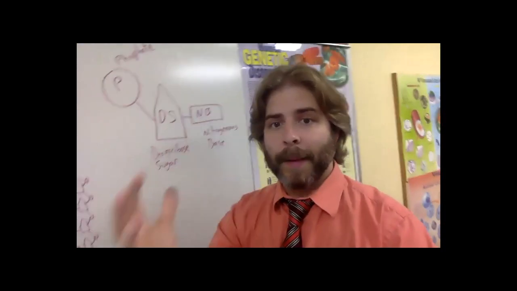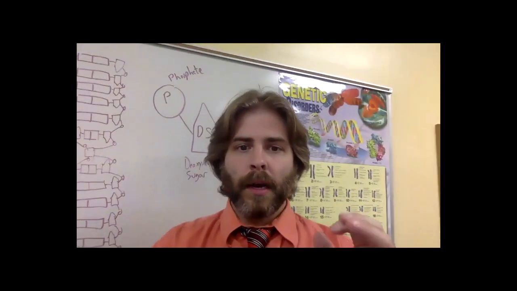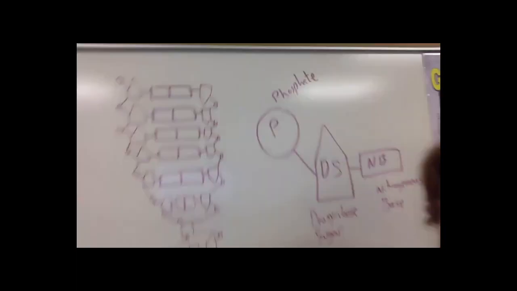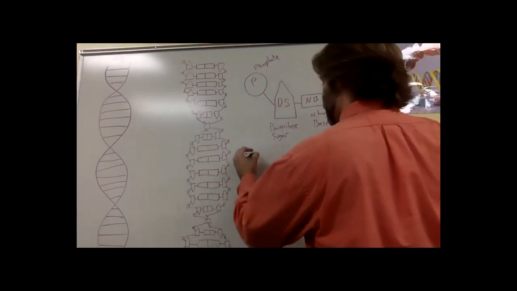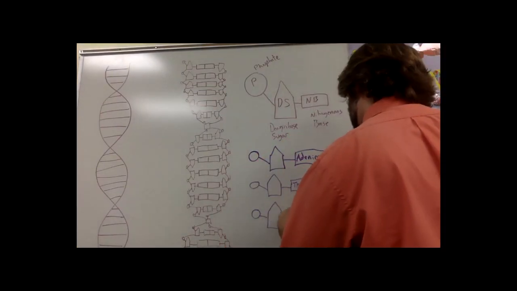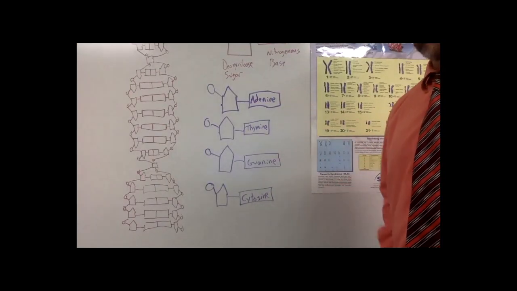Because it is a message. I said this is information, right? We are talking about letters of an alphabet, right? These bases are all letters of an alphabet, and they come in 4 letters. That's right, guys, an entire alphabet made up of 4 letters. These 4 letters are adenine, thymine, guanine, and cytosine.